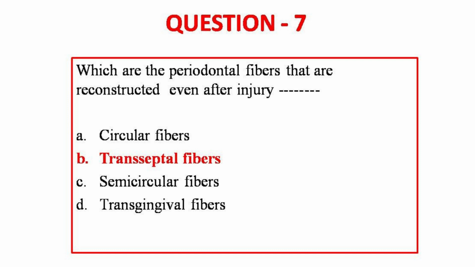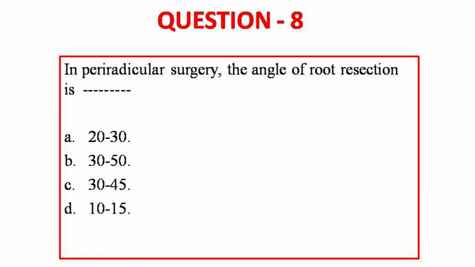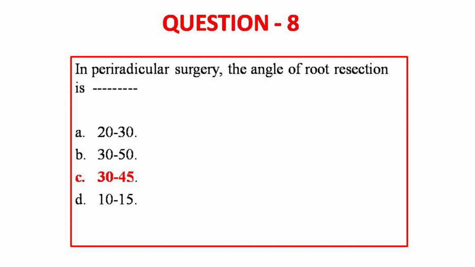Moving on to question number 8. In periradicular surgery, the angle of root section is, they've given us 4 options, that is 20 to 30, 30 to 50, 30 to 45 and 10 to 15. The answer to this question is 30 to 45.